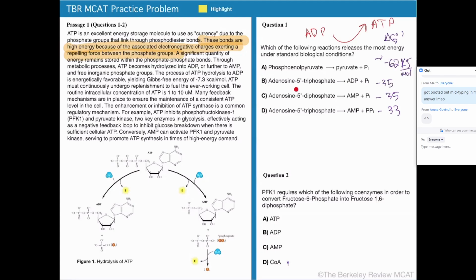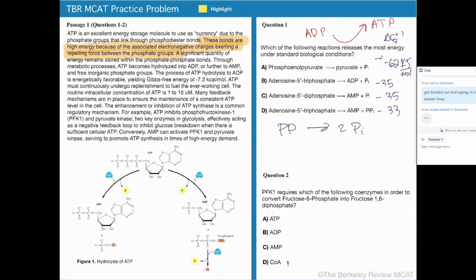If you're going from ADP to AMP, on ADP you still have two phosphate groups, and so those two phosphate groups still don't want to be next to each other. And so that's why the delta G is very similar. And then adenosine triphosphate to AMP plus PP, again, it's very similar. And similarly, to go even further, if you have PP to 2Pi, what's the delta G?